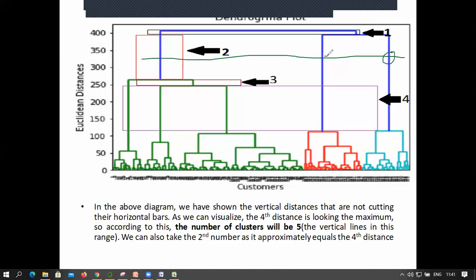3, there will be 3. 1, 2, and this is the third one. So they are actually 3. Here it is actually 5. Yes, ma'am. If you're taking 4, it is. Yes, ma'am. But over here you can see this distance is more as compared to the fourth one. So the optimal number of clusters would be 3.